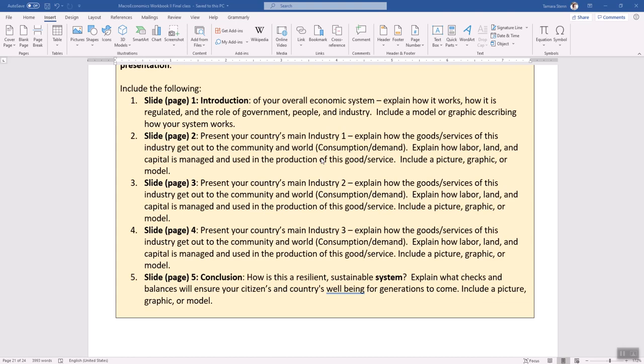And then the last piece is the conclusion, right? How is this a resilient, sustainable system? Explain what checks and balances will ensure your citizens and country's well-being for generations to come, right?